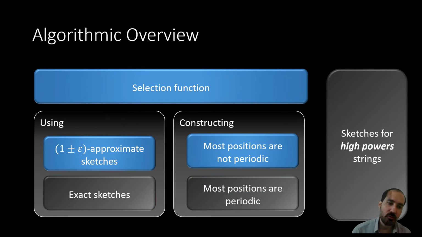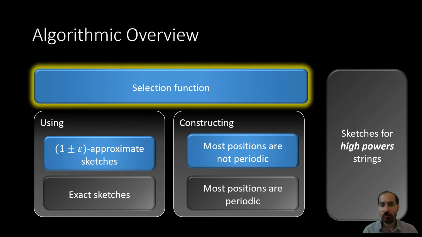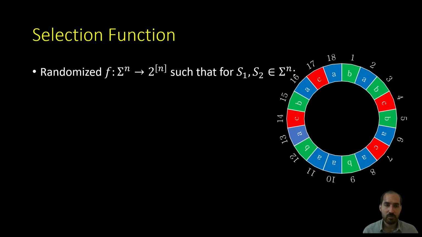In this talk, I will focus on just several parts, and the other parts are, of course, in the paper. So first of all, let's discuss the selection function. The selection function is defined as a randomized function from strings of length n to subsets of the range 1 to n, positions. Let's say, for example, this is the set of positions the function selects for this specific string. And we want this function to have three properties.